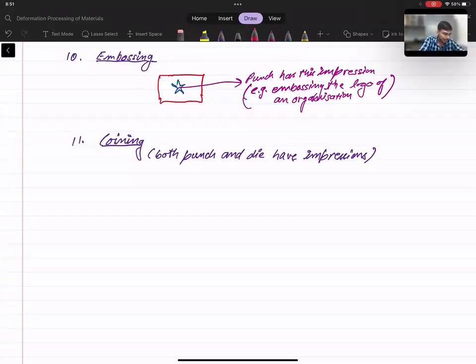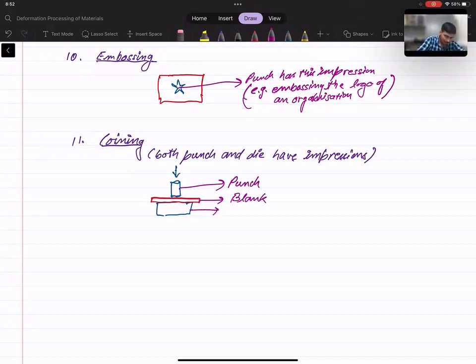So let us see the cross section. Suppose we have a die like this. Onto this, the blank is put, and the punch presses it from the top, like this. So in this way, coining is done. This is our punch, this is the blank, and this is the die.